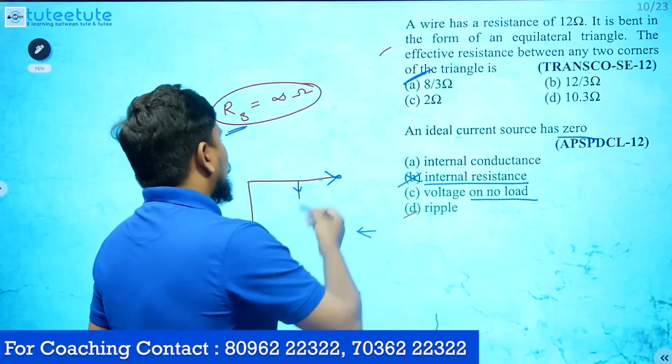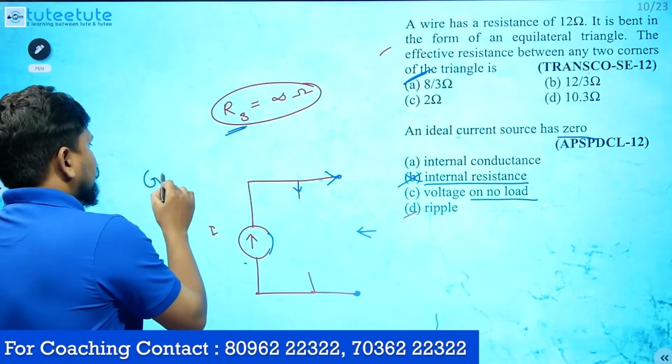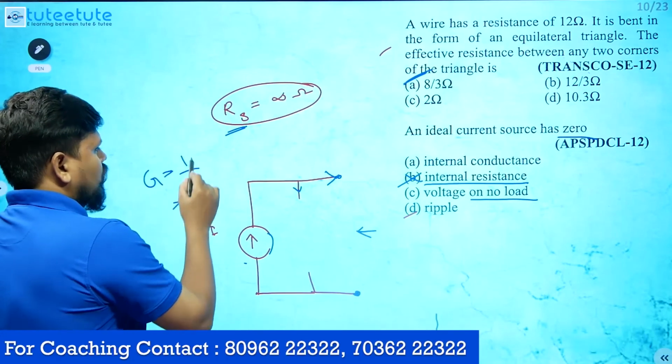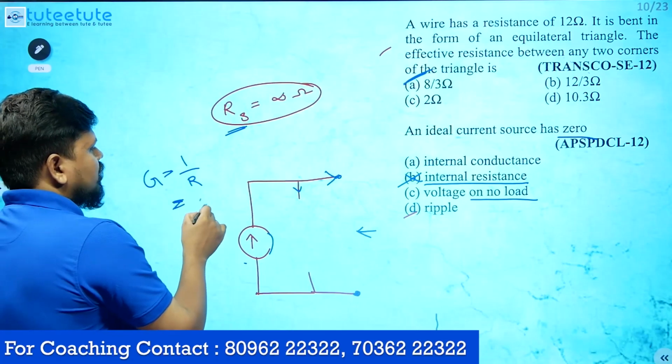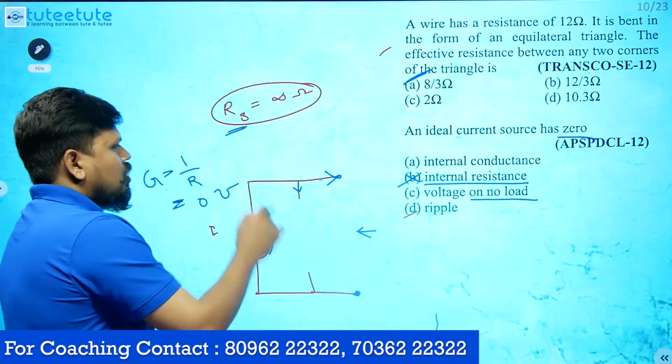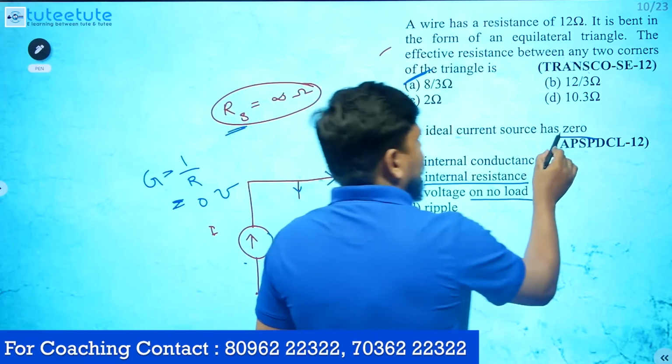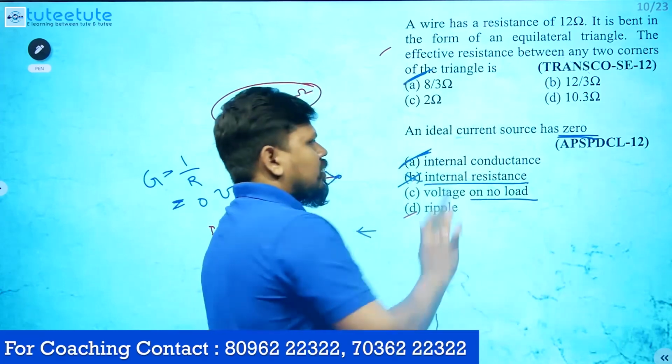Conductance, you know what the conductance is? Conductance G equals 1 by resistance. With resistance equal to infinity, 1 by infinity is nothing but 0. So 0 internal conductance. This is the correct option.